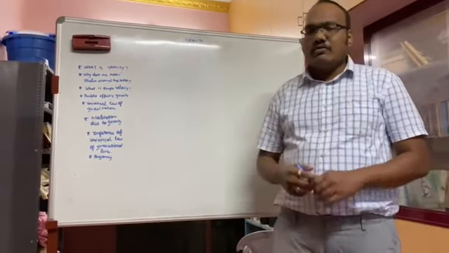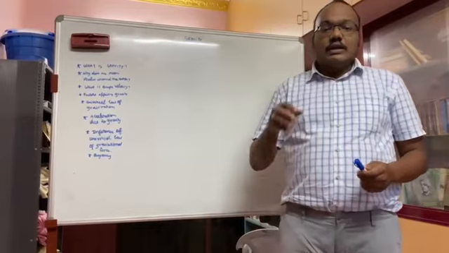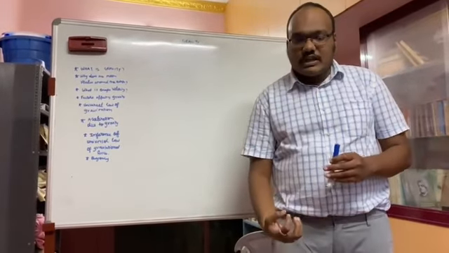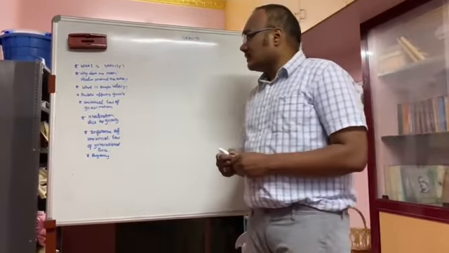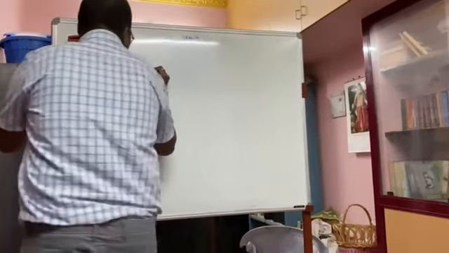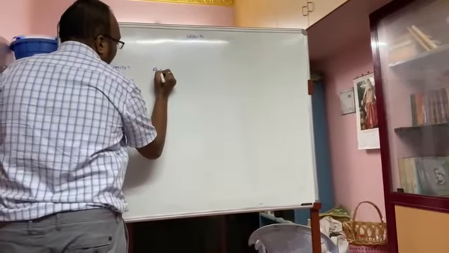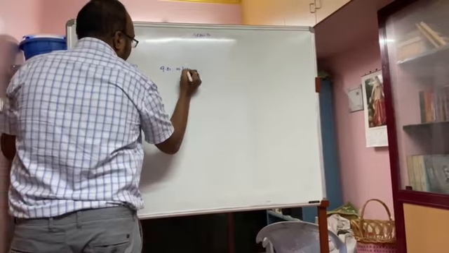So what is gravity? When you throw a pen or a ball, it gets attracted towards the center of the earth. This force is called gravity, and the gravitational acceleration of the earth is 9.81 meters per second squared.